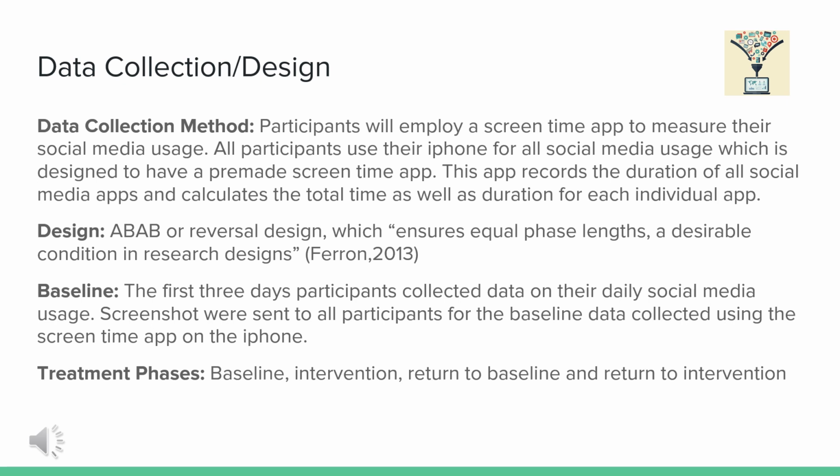We then came to a mutual agreement that we would obtain data and create an A-B reversal design graph for each member. We obtained baseline data for the first 3 days using the social media tracker, and a screenshot was sent to all participants to obtain IOA. Treatment included baseline, intervention, return to baseline, and return to intervention.